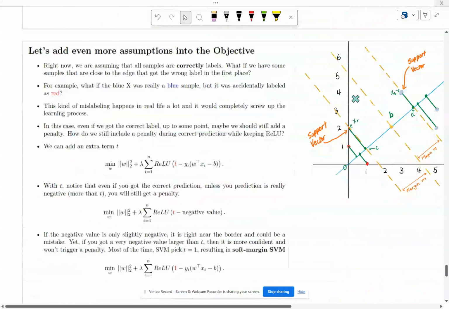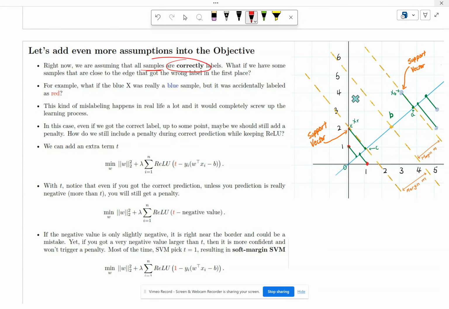Okay, let's add even more assumption into the objective. Right now, we assume that all the samples are correctly labeled, right? But what if we have some sample that are really close to the edge and it's wrongly labeled? Normally, when you get data, you think the data is correct. But it is possible that the blue X here was accidentally labeled to be red. So this is red. Mislabeling actually happens quite often in real life, and it will screw up the training process, and you'll end up getting a really messed up classifier.